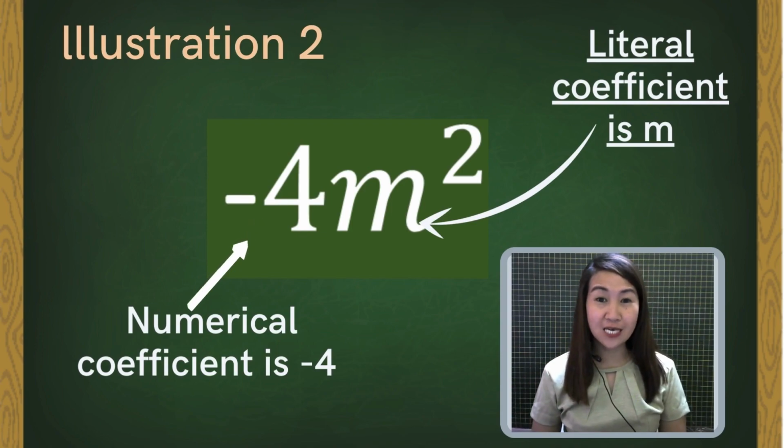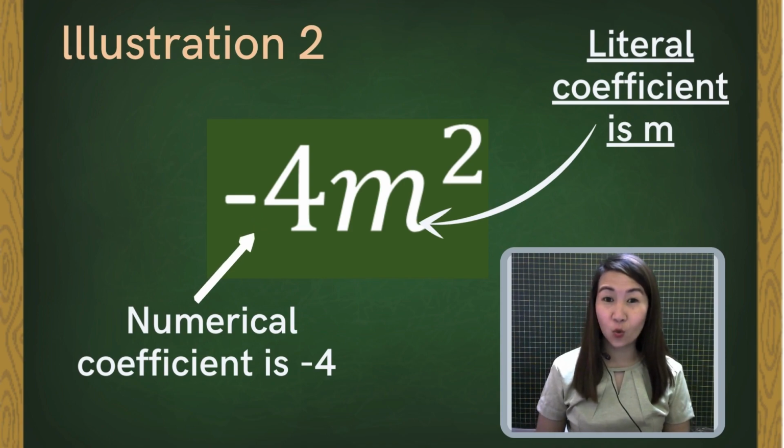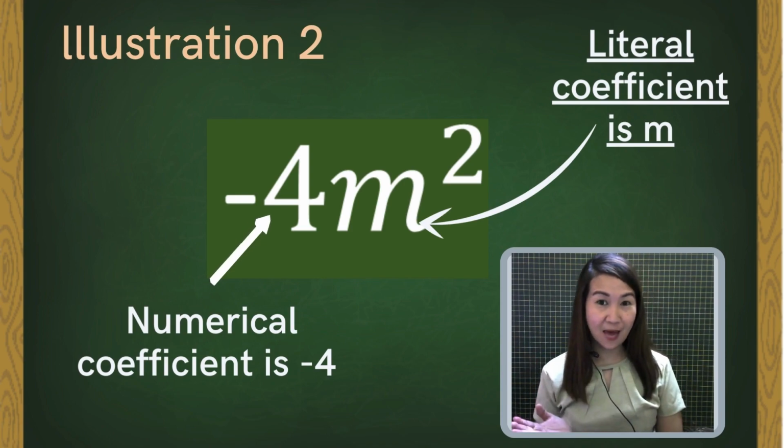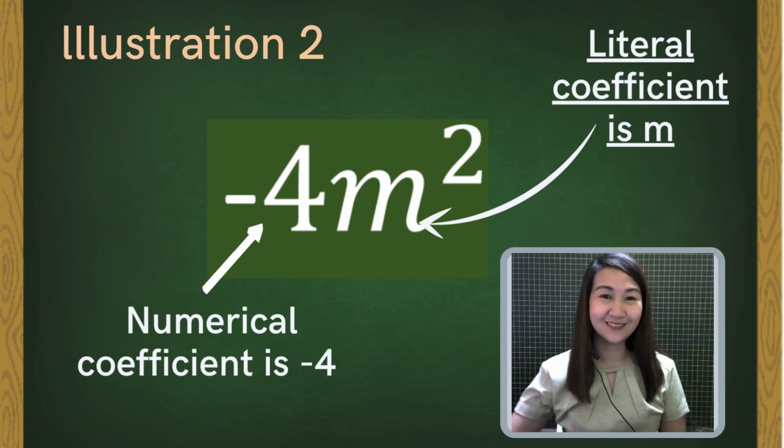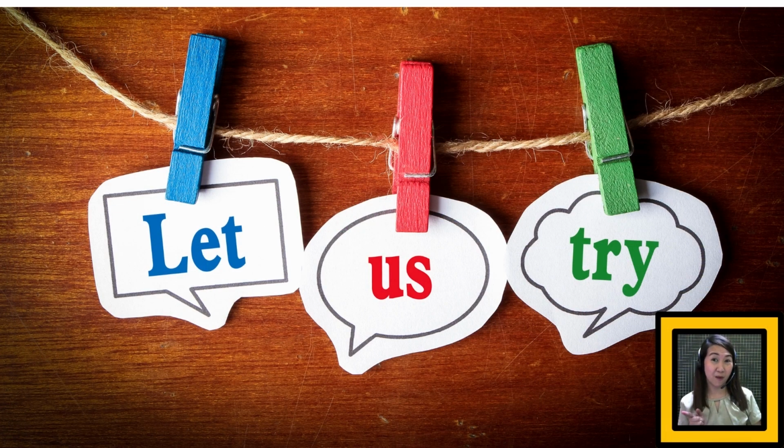Our expression is negative 4m squared. So as in this example, our numerical coefficient is negative 4 and our literal coefficient is m. Do you now remember the difference between the numerical and literal coefficient of an algebraic expression? Now, let us practice. We are going to do it together.